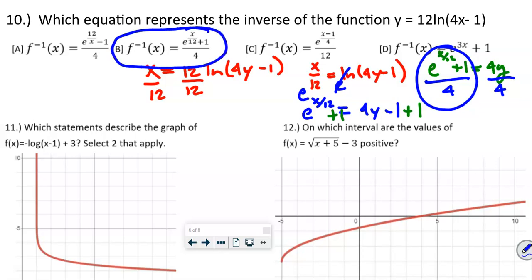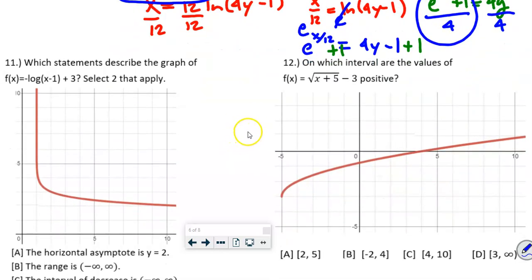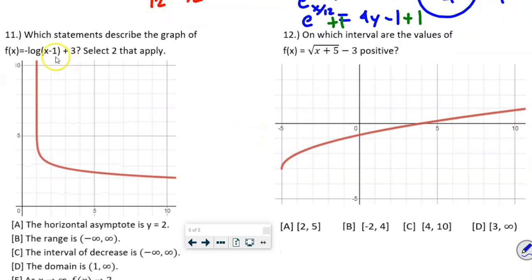Okay. All right. So for 11 and 12, this one says which statements describe the graph of f of x equals negative log of x minus 1, plus 3. Select all that apply. Okay, so let's talk about this graph. So the first thing I notice is it's got a vertical asymptote, right? And that's x equals 1, isn't it, y'all? Isn't that 1 right there?